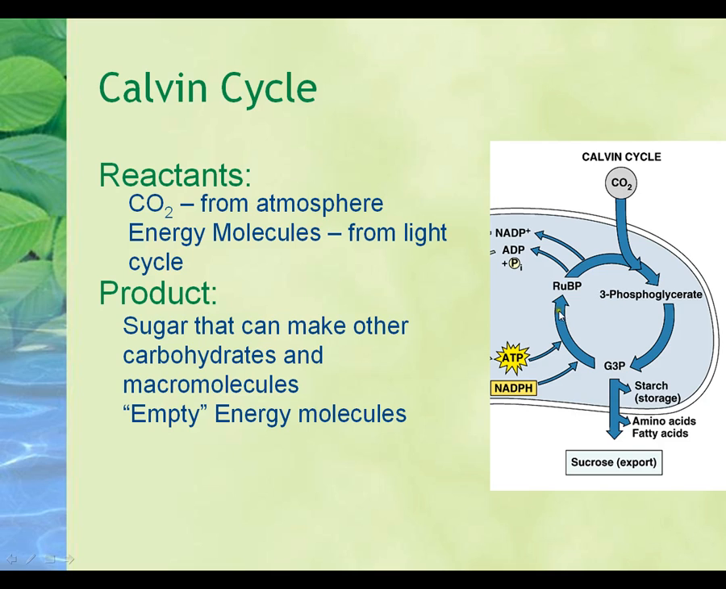For purposes of the EOC, you are not going to need to know RuBP or G3P or the phosphoglycerate, but you will need to know the Calvin cycle and the basic reactants, carbon dioxide, and full energy molecules, ATP, and that it goes around, produces sugar, and those empty energy molecules.